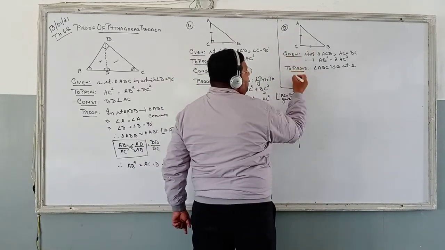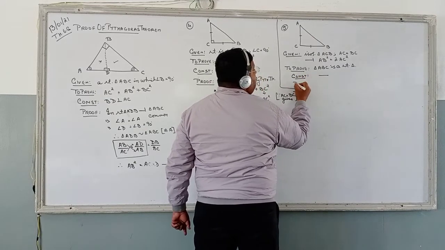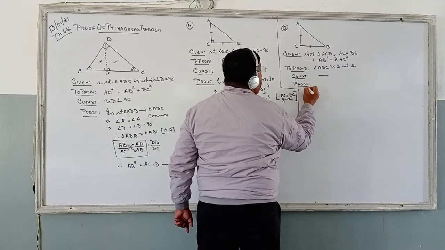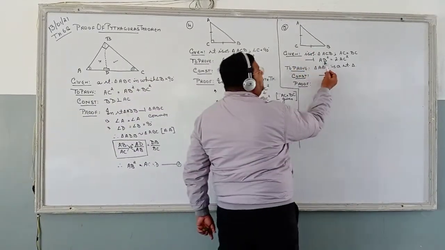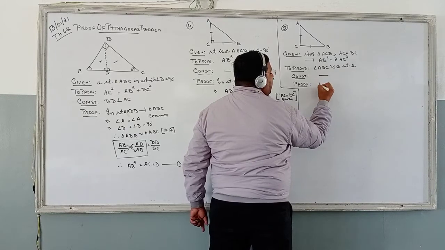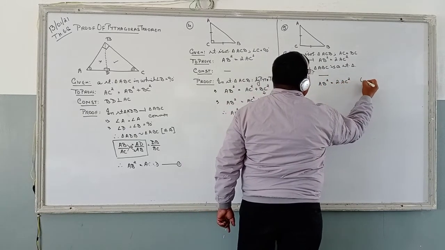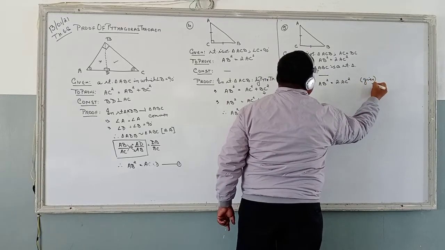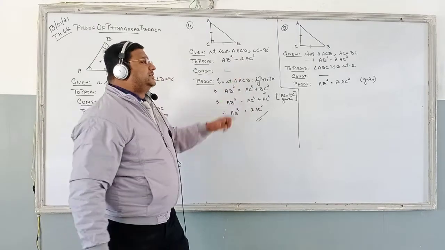Is it a right triangle? No. Can we apply Pythagoras theorem? No. It is not a right triangle, so we cannot apply Pythagoras theorem. Then what can we apply? We can start from whatever is given to us. AB square is equal to twice of AC square, given to us in the question. See? Same. Now we are going to reverse.